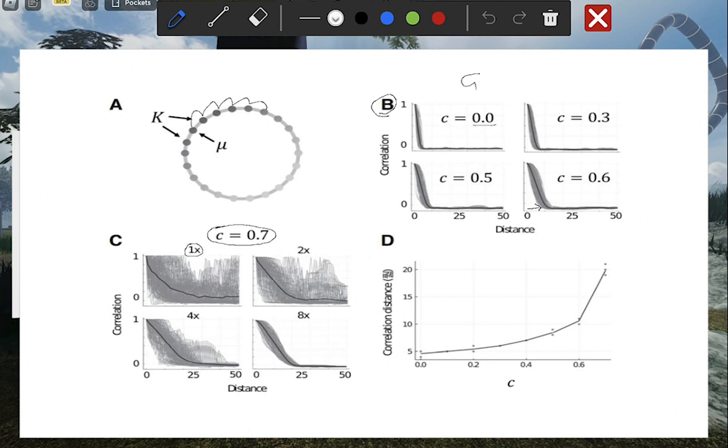But what's quite nice about this is if you compare it to the original thing, if we put a measurement on what's the number of neighbors away that this goes basically to 0, then plot that in this picture in D, then as you increase C, you get a correlation distance which goes up to approximately 20, which is a lot more than 5.